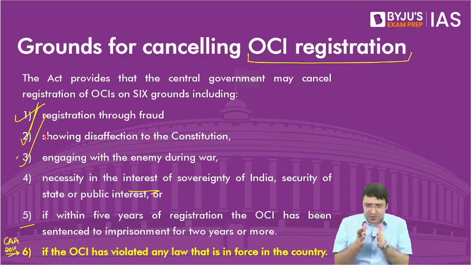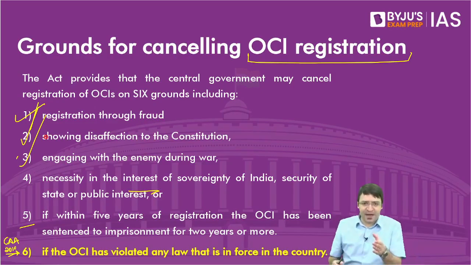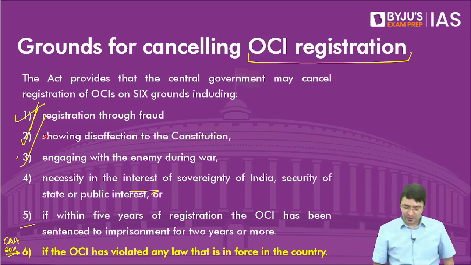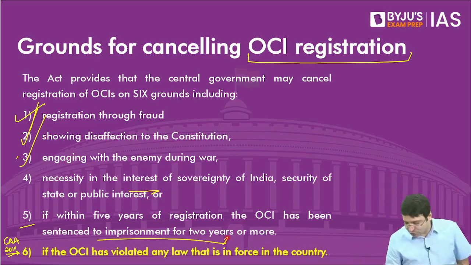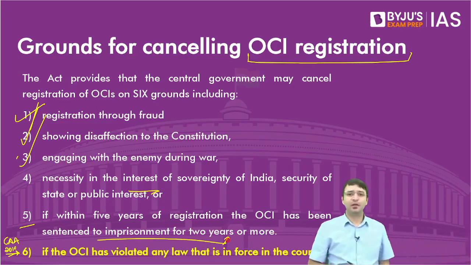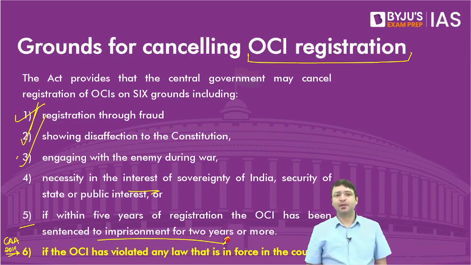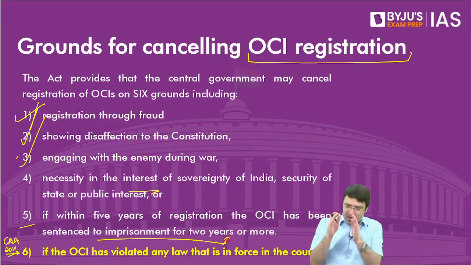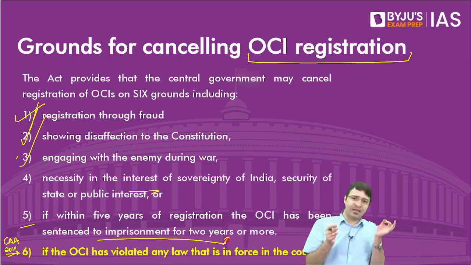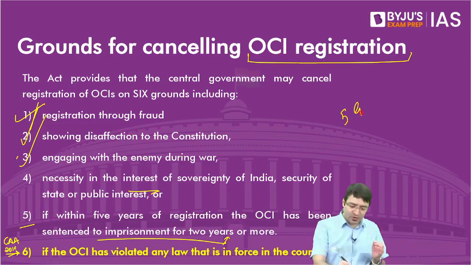Your OCI card was given today, but within 5 years of when you were given this OCI card, you had committed a crime for which you have been sentenced to 2 years or more in jail. Your OCI card will be cancelled. That means an OCI card, once given, could be cancelled on 5 grounds.